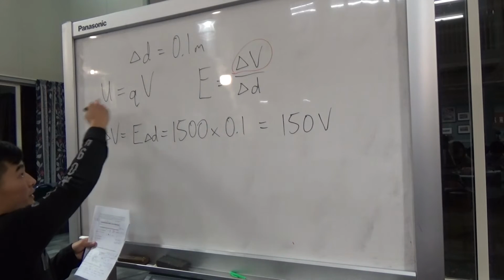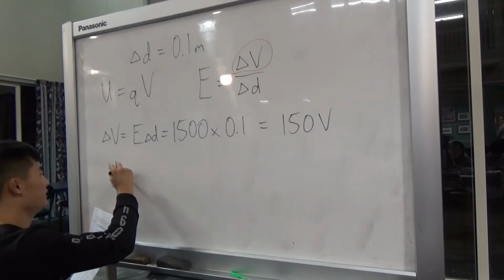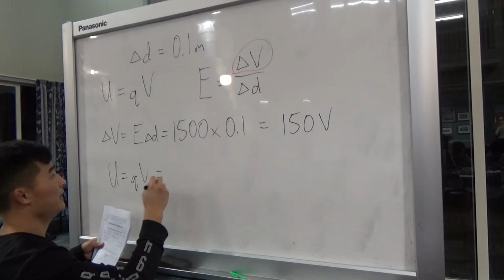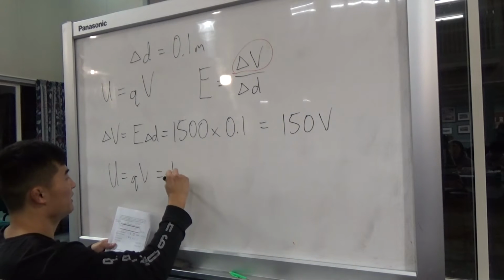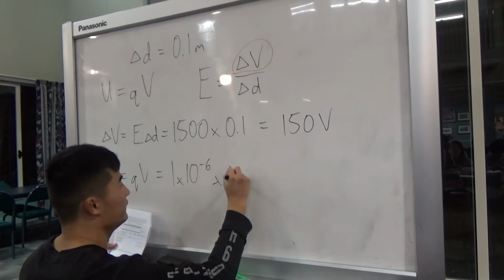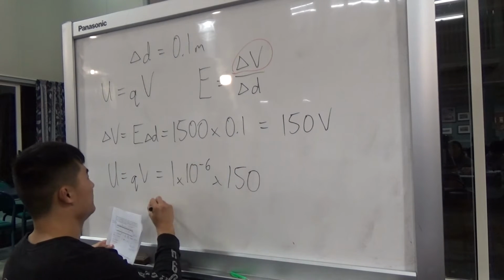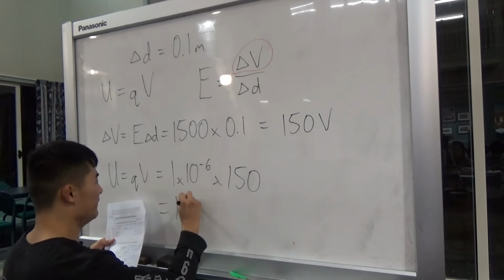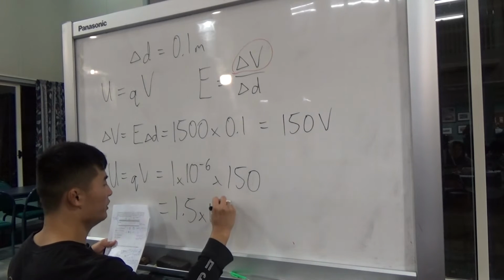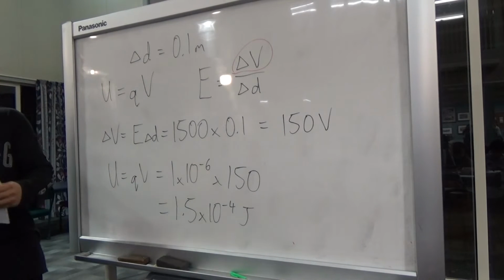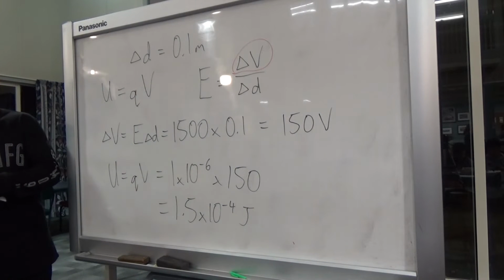So it's traveled through a potential difference of 150 volts. And then we can use U is equal to QV. So U is equal to QV. And our charge is 1 times 10 to the negative 6 times 150. And that will again be 1.5 times 10 to the negative 4 joules, which is 0.15 millijoules. Okay?